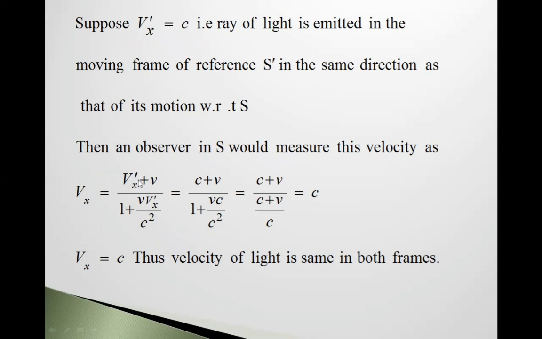Now put Vx dash as c. So c plus v upon 1 plus v upon c square times c. Simplifying this, we get c plus v upon c plus v upon c, which is equal to c. So Vx is equal to c. Thus the velocity of light is the same in both frames of reference.